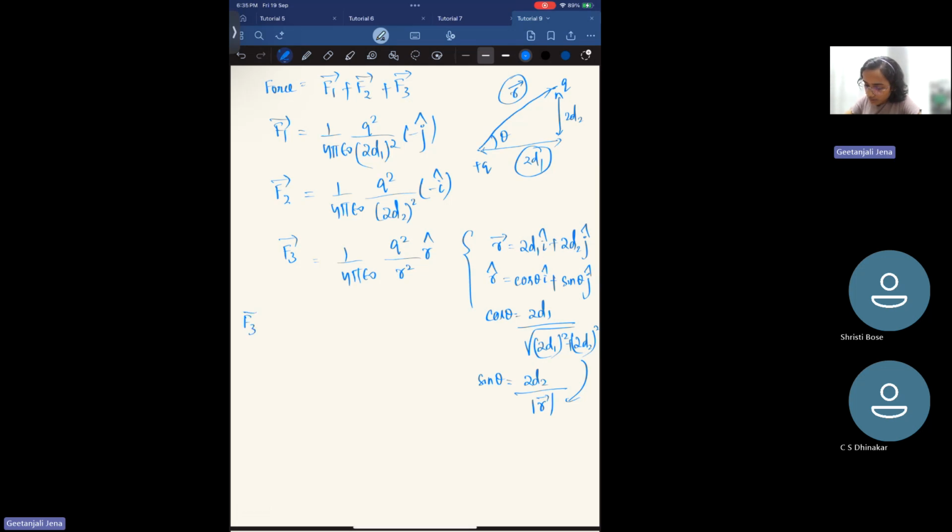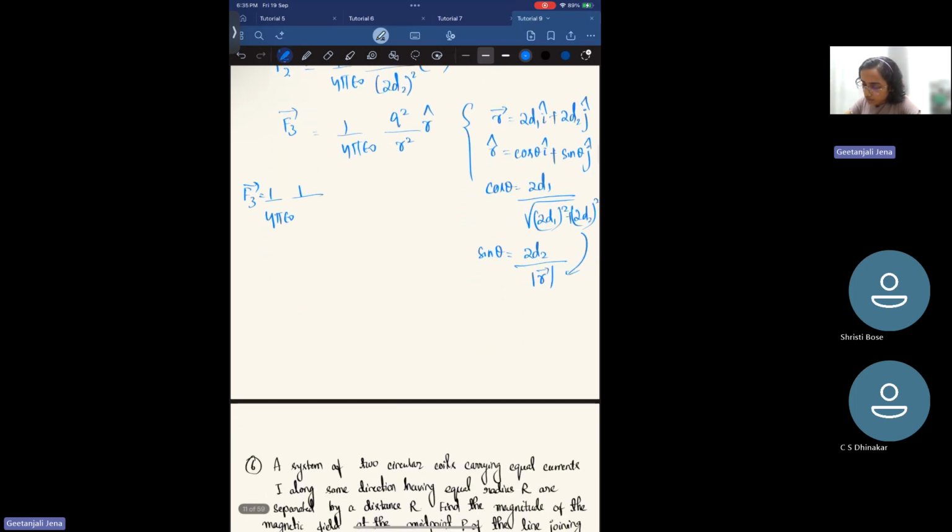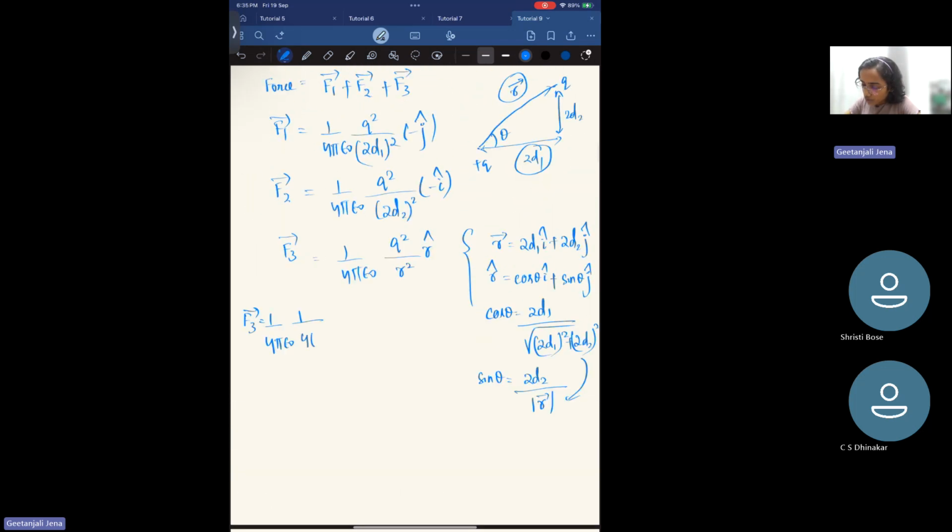So F3 is now 1 by 4 pi epsilon naught, 1 by r square. R square will give 4 d1 square plus d2 square, times 2d1 i cap over 2 square root of d1 square plus d2 square, plus 2d2 j cap over 2 square root of d1 square plus d2 square.